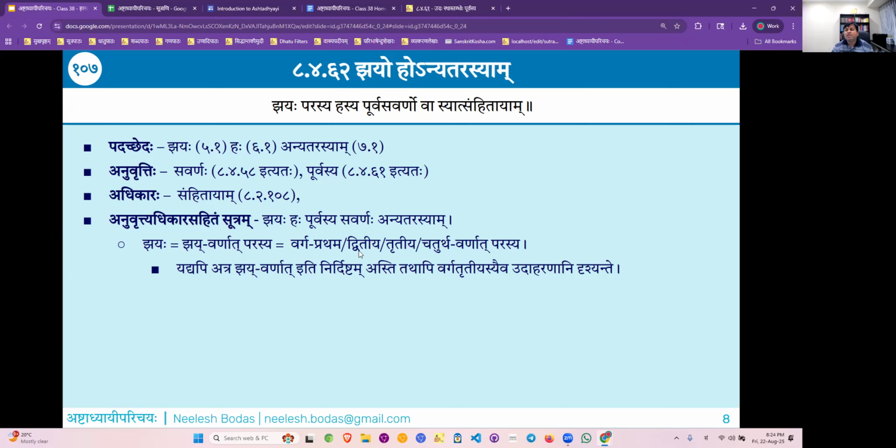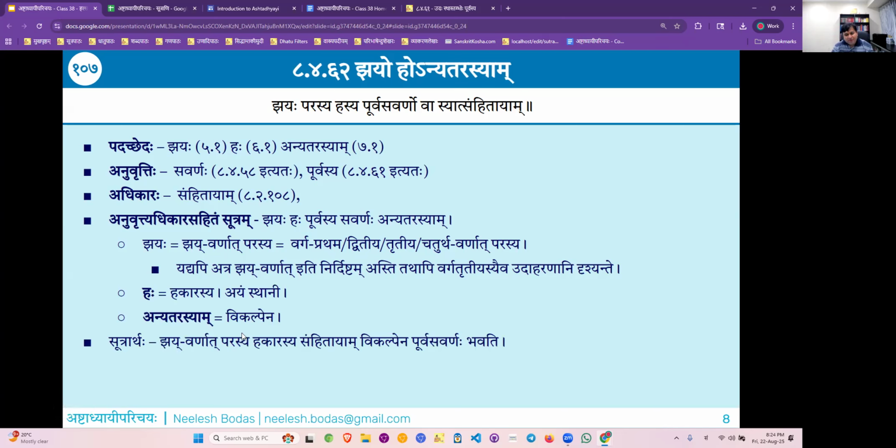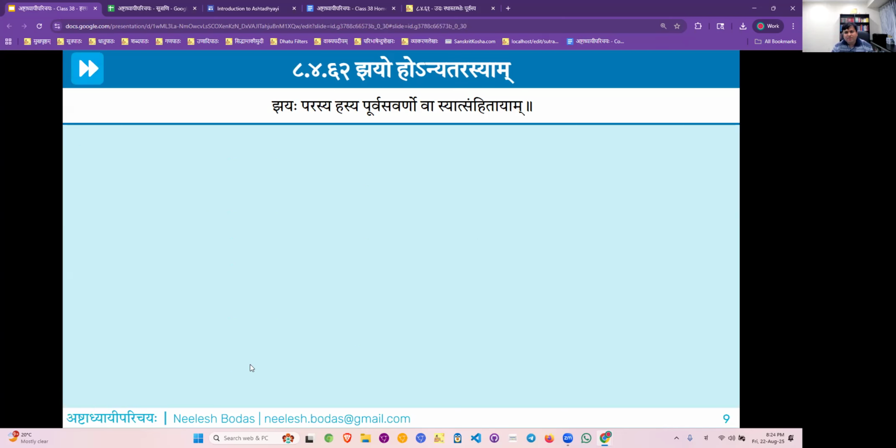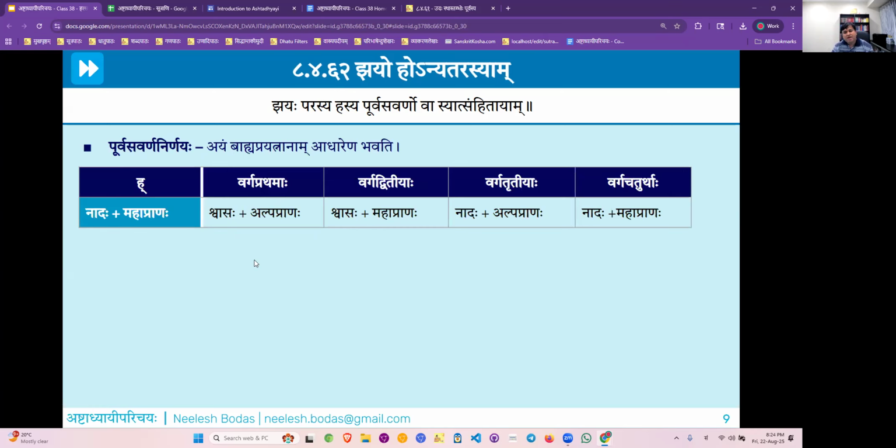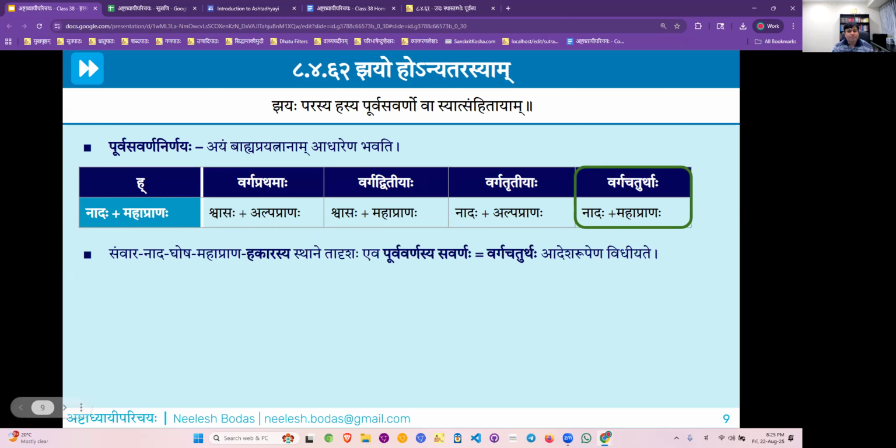Now jhay is varga prathama, dvitiya, tritiya, chaturtha, but this is towards the end of Ashtadhyayi. Mostly Jashtva has been done. So varga tritiyasya eva udaharanani labhyante. Hakarasya vikalpena purvasavarnadeshah bhavati. Ayam purvasavarnadeshah api bahya prayatnanam adharena eva siddhyati. So hakara is samvaranada ghosha mahaprana. Varga chaturtha is a perfect match. Samvaranada ghosha mahaprana. Atah samvaranada ghosha mahapranasya hakarasya sthane tadrishah eva purvasavarnah ityukte varga chaturthah adesha rupena vidhiyate.